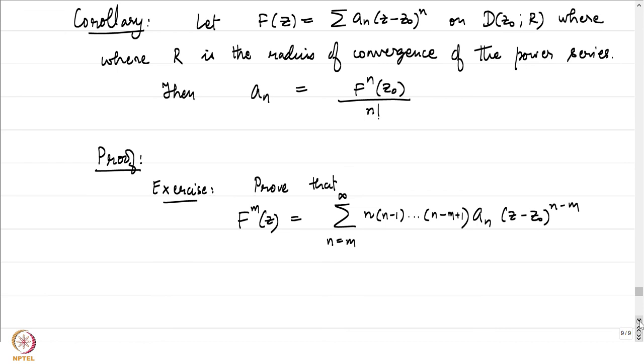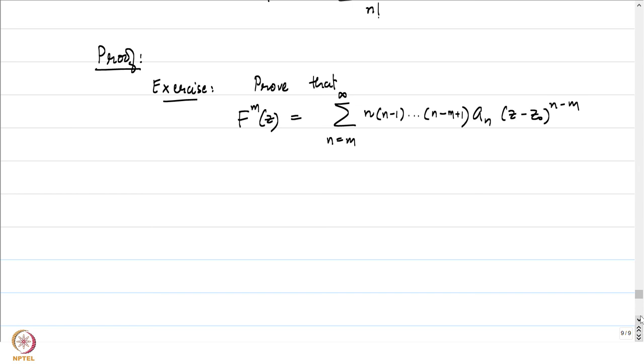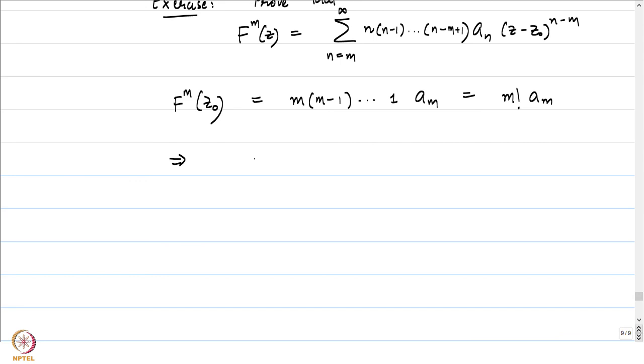If we want to capture the constant term here, f^(m) at z0, that will be when n is equal to m on the right hand side. So this is just going to be m into m minus 1 up to 1, into a_m. And this is precisely equal to m factorial times a_m. All other terms will vanish, and this gives us that a_m is equal to f^(m) of z0 by m factorial. So the coefficients of the power series are completely captured by the derivatives of f evaluated at z0.